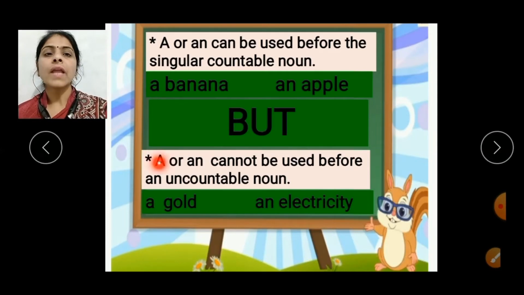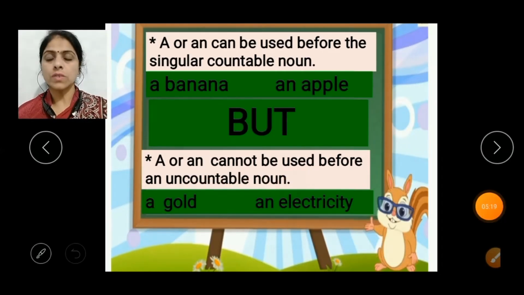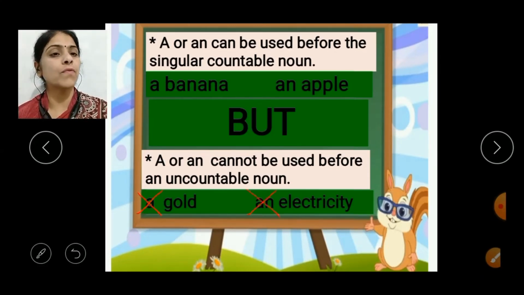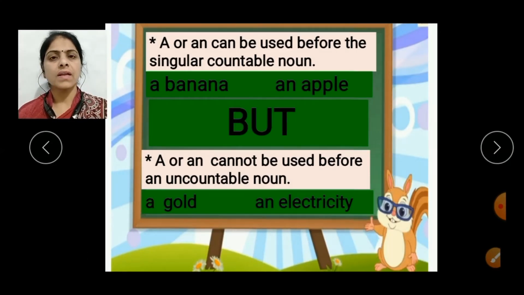But a or an cannot be used before an uncountable noun. So, we cannot write a before gold and we cannot write an before electricity, because gold and electricity are uncountable nouns, and articles a or an are not used before an uncountable noun. I hope these points are clear to you.